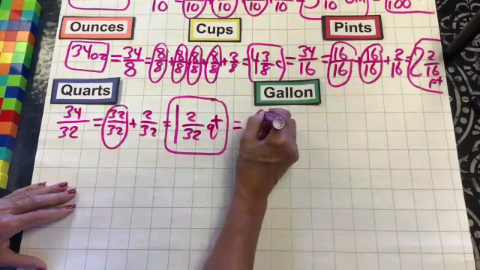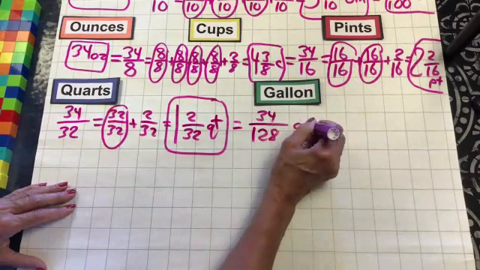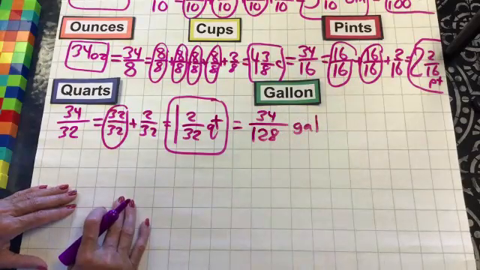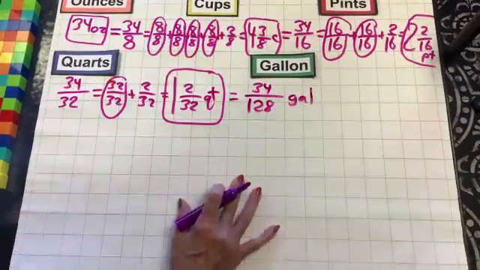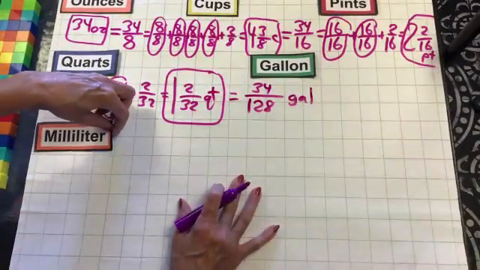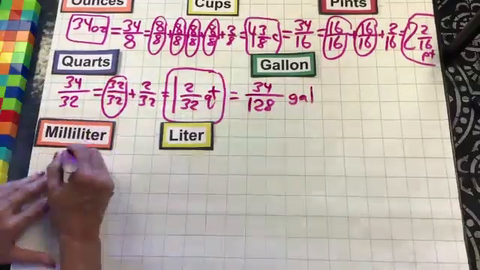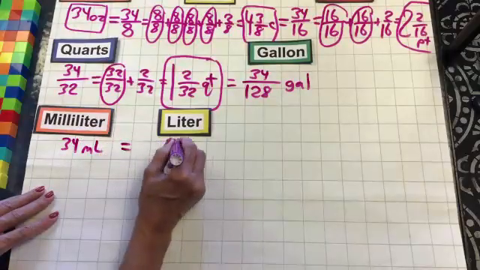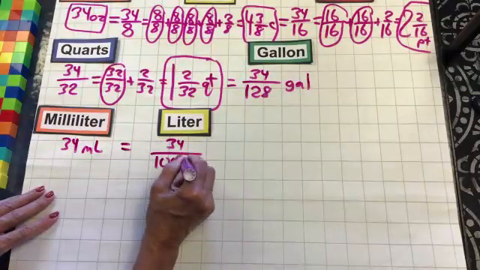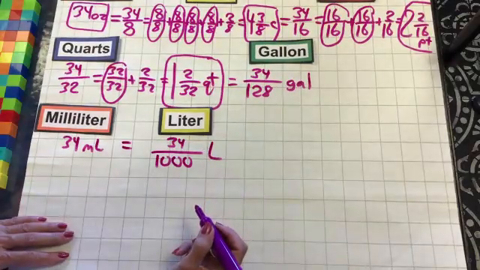So now we have 34 out of 128. We don't even have close to a whole gallon yet. So there we have it, our liquid measurement. Let's go on to metric liquid measurement and talk about easy. Boom. Here we are. If we have 34 milliliters, that is 34 out of 1,000 liters. And guess what? We're done.